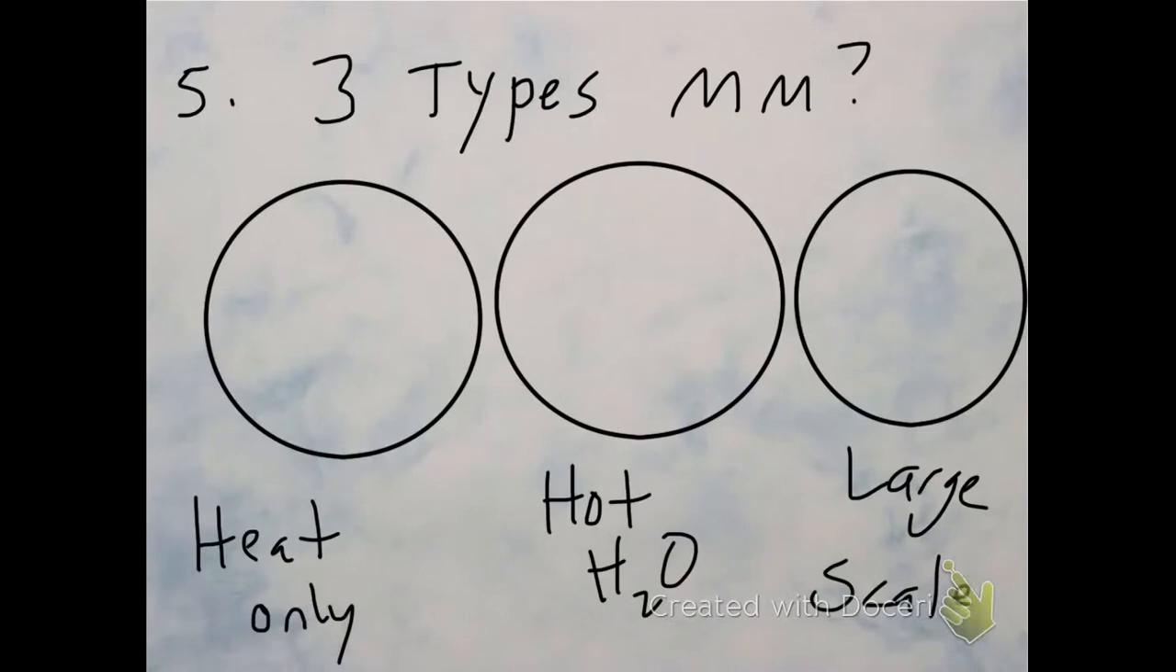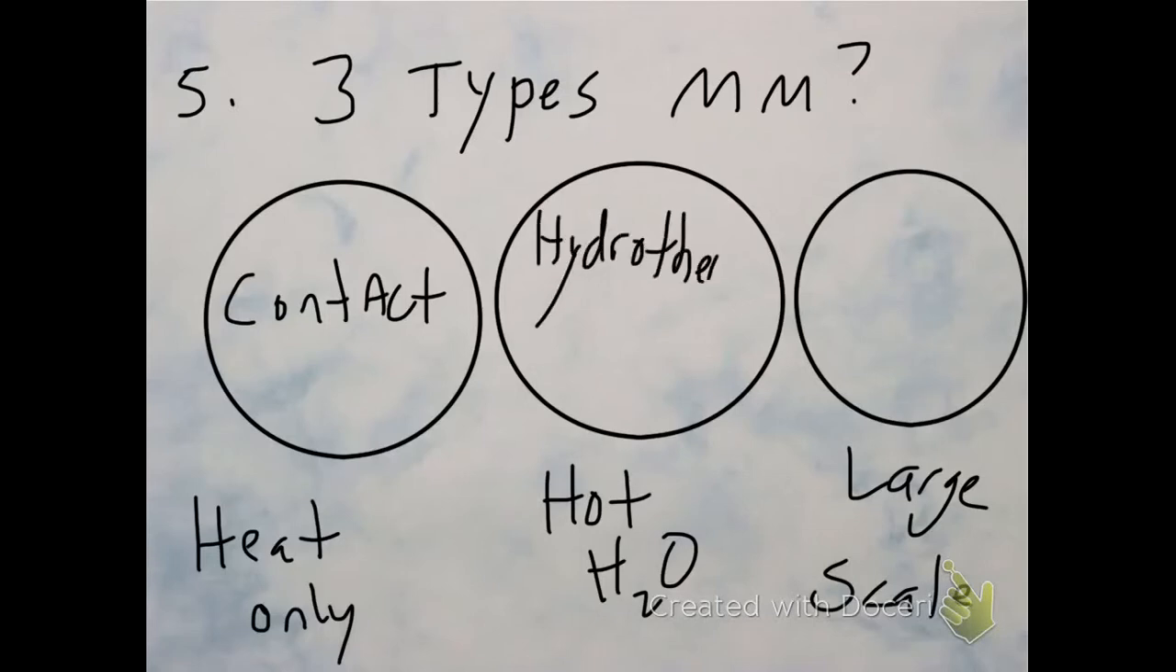So let's go back to the heat only. What is it called if it's heat only? So that's contact metamorphism. What is it called when it involves hot water? Okay, that's hydrothermal. And then over a very large scale, maybe continental scale, that would be regional metamorphism.